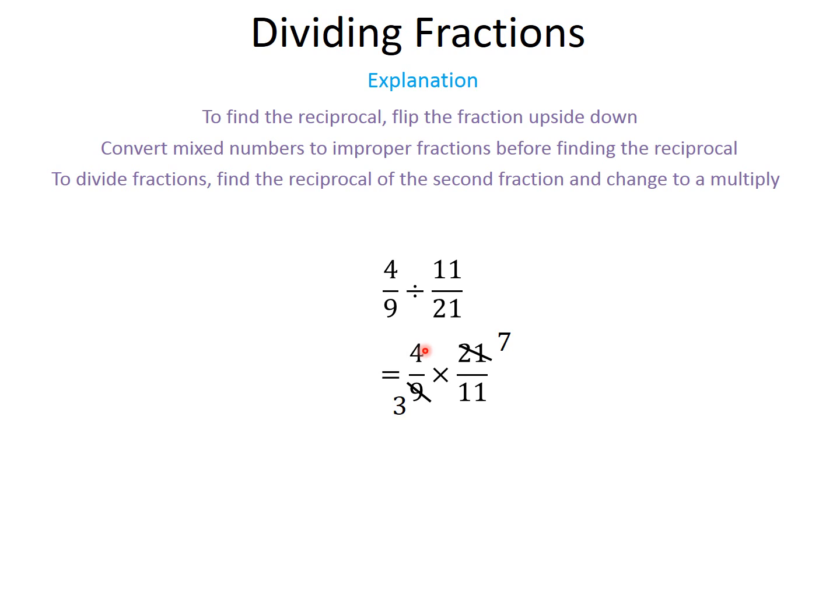Now I can do my multiplication just like normal. 4 times 7 is 28, 3 times 11 is 33. There's my final answer. If you typed this into a calculator, you would get 28 over 33. And so we can do it simply by finding the reciprocal and multiplying.